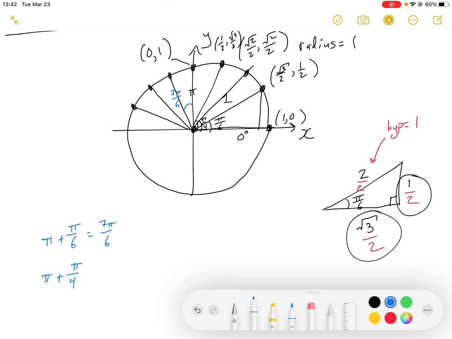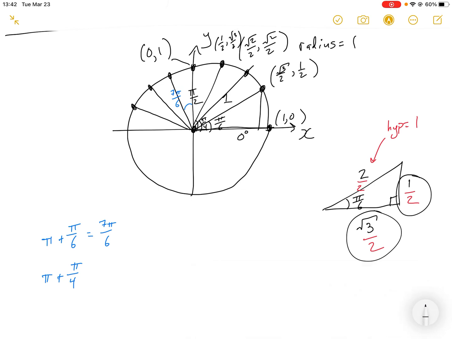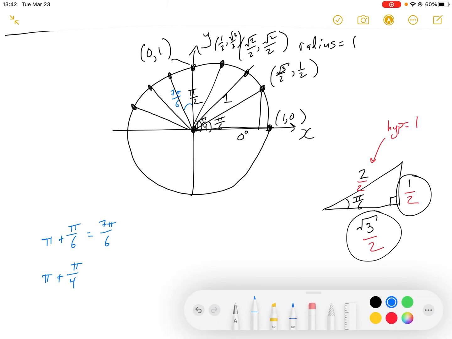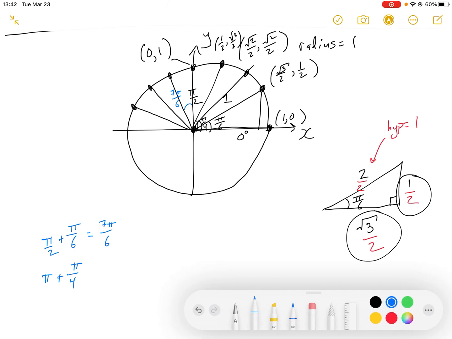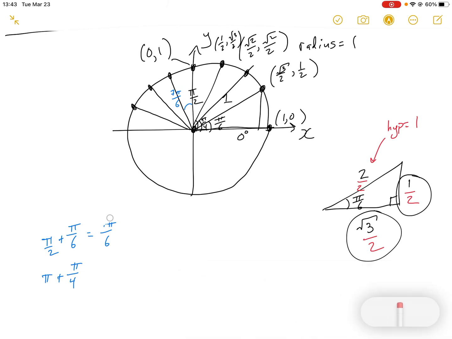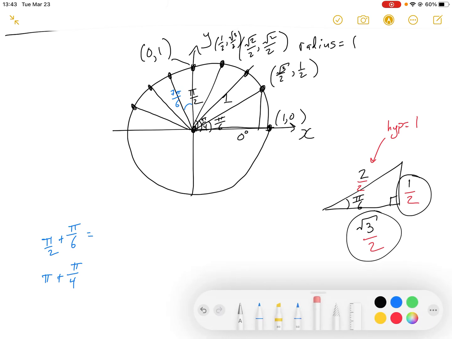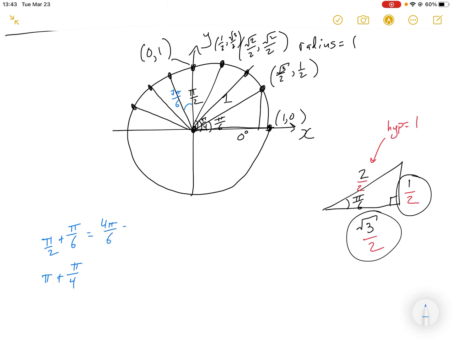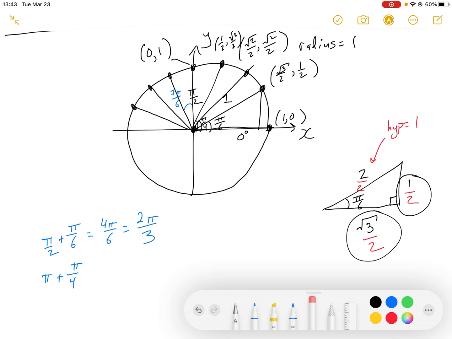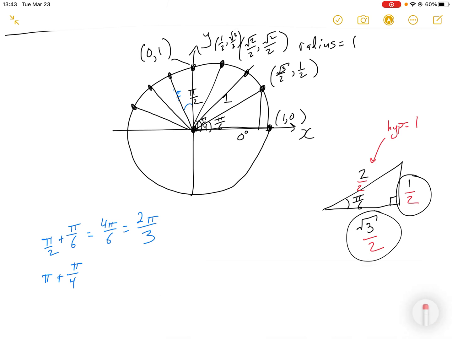Oh, shoot. I just noticed I made a mistake. This should actually be pi over 2. So I'm actually adding, I knew something looked wrong. Pi over 2 plus pi over 6. So this angle is actually 4 pi over 6, which we would reduce to just 2 pi over 3. Apologies for the mistake there.